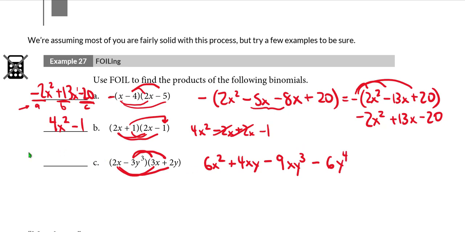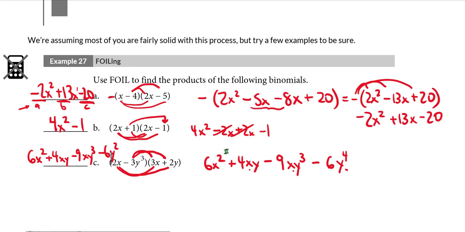And this is one of those cases where we don't have any like terms. There's an xy, an xy cubed, a y to the fourth. Yeah, so there's no like terms here. So actually we end up with 4 separate terms in this case: 6x squared plus 4xy minus 9xy cubed minus 6y to the fourth. So that is the process of foiling. Again, hopefully that was just review for the vast majority of you.